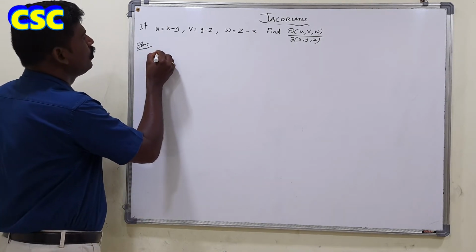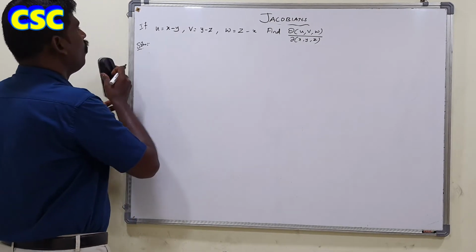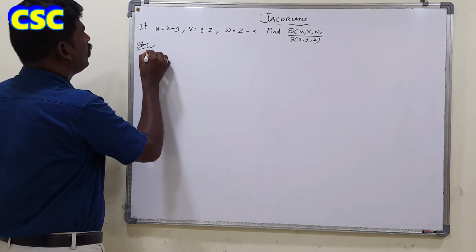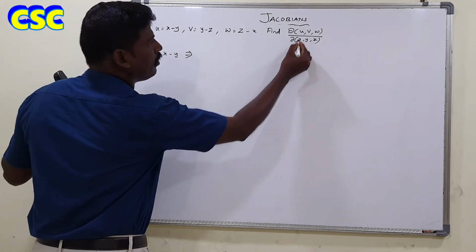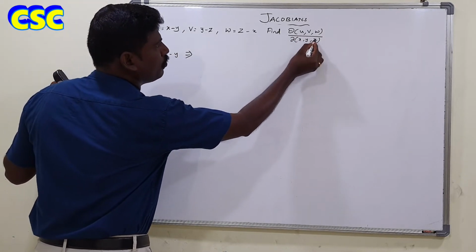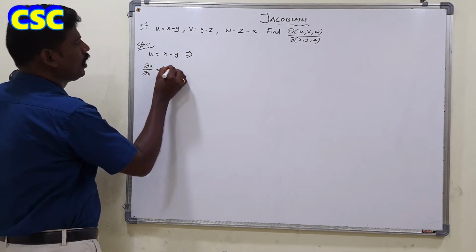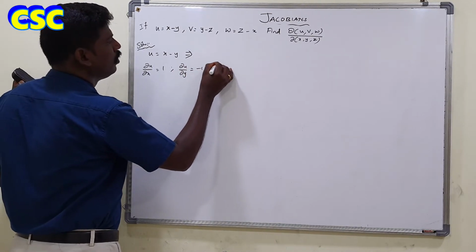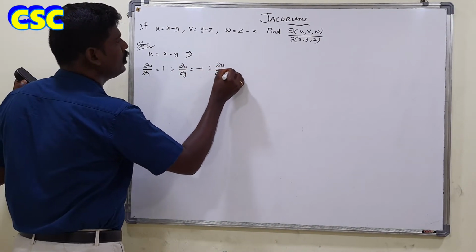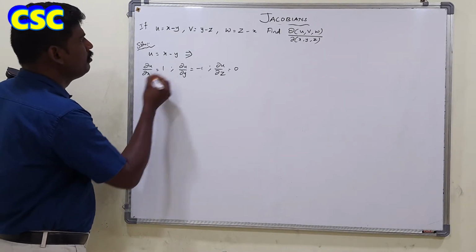So what is given? u is equal to x minus y. From that we can find the partial derivative of u with respect to x, y, and z. So dou u by dou x is equal to 1. Dou u by dou y is minus 1. Dou u by dou z is 0. Why? Because there is no z term here, so taking the partial derivative it becomes 0.